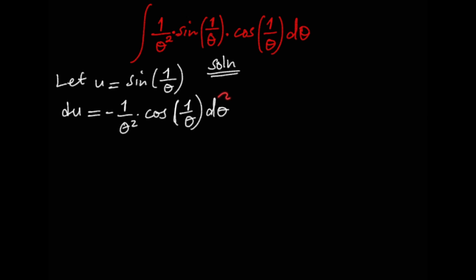Now in our next step, we are going to make d theta the subject of the formula, so that we'll be able to eliminate d theta from our integral. All we have to do is divide both sides by this term. That gives us d theta equal to negative theta squared divided by cosine 1 over theta, multiplied by du.